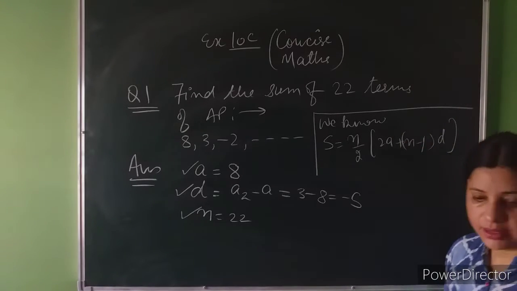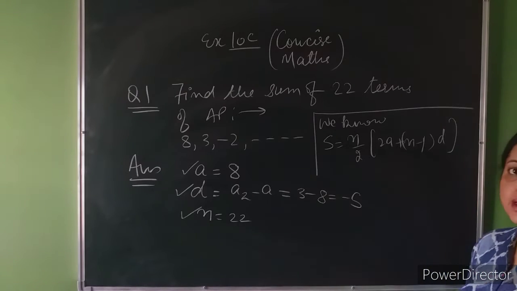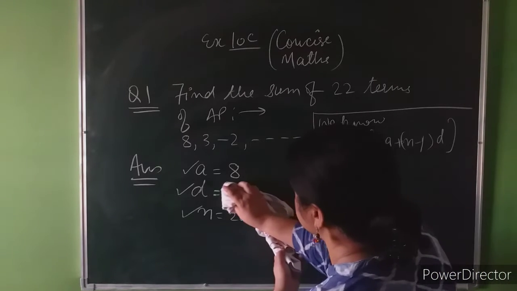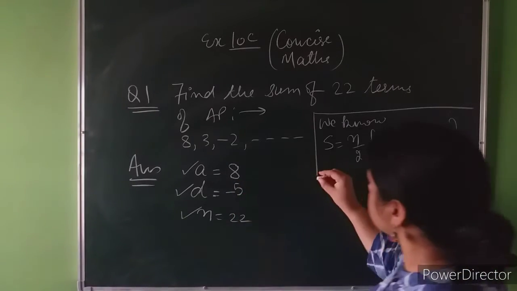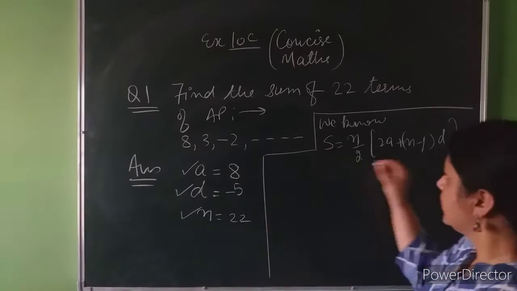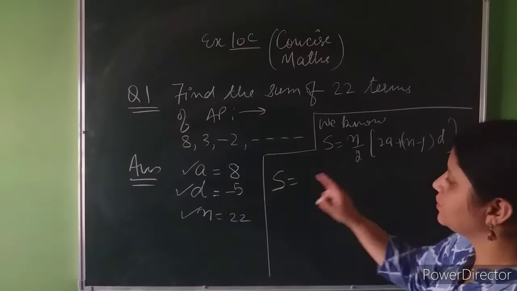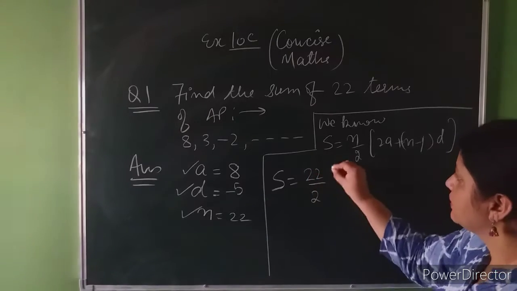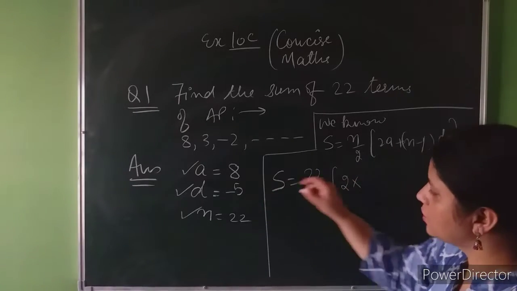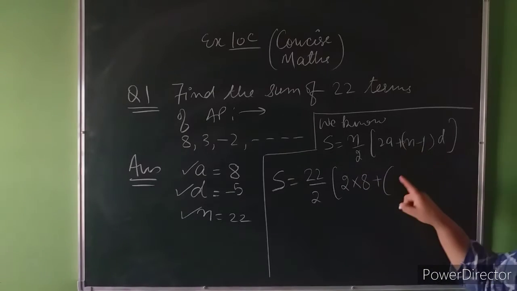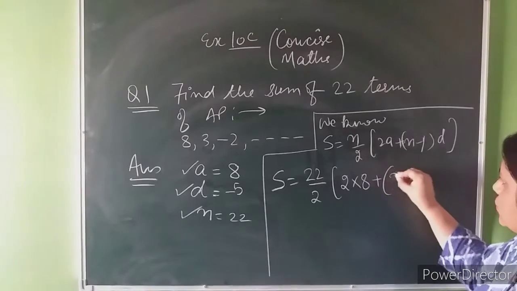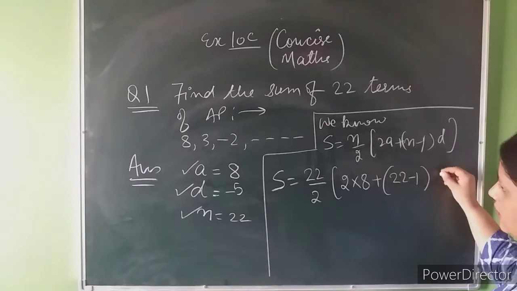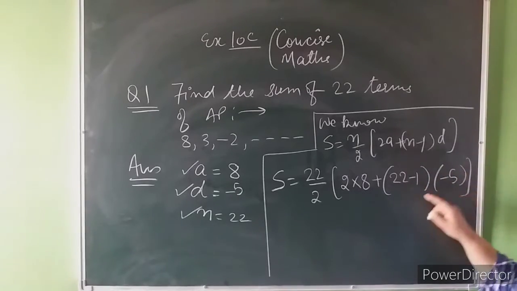Now we will apply the values. I will write here directly, to make the space free, okay? So S, we will apply the values, n by 2, n means 22 by 2 into 2a, 2a means 2 into 8, plus bracket starts, small bracket. Remember students, here we have got a big bracket, but here you have got a small bracket. Now plus n minus 1, n was 22, so 22 minus 1 into d, I will put here as minus 5, and the bracket closes.